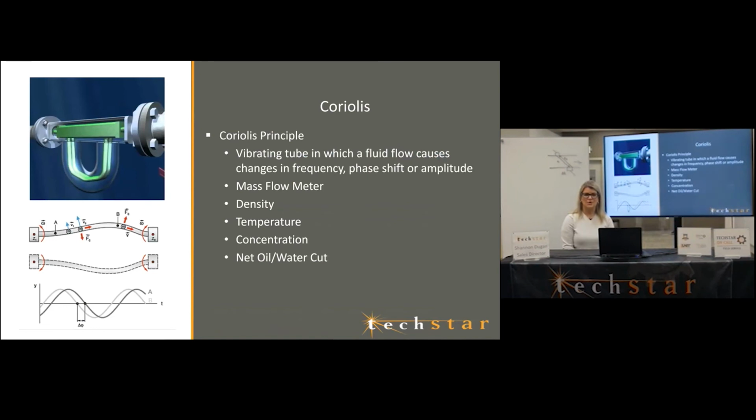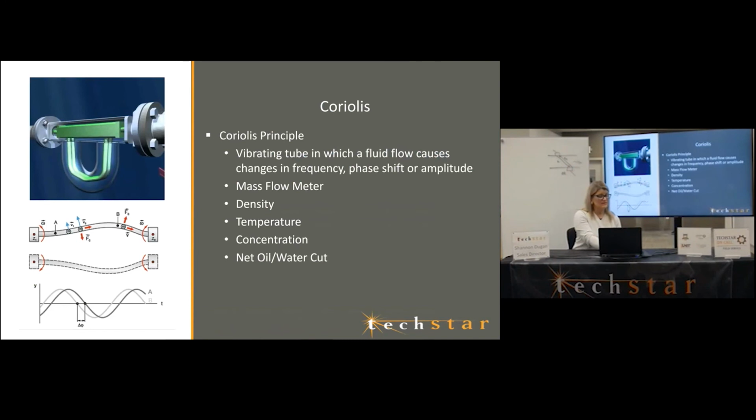Turbine meters, those are all volumetric flow meters, but a Coriolis meter, like a thermal mass meter, gives you mass flow directly, which is nice. It can also tell you the density of the fluid or gas that you're passing through it. It can give you a temperature, concentration, and these have also been used for net oil and water cut meters as well.